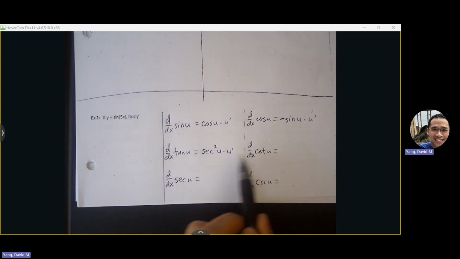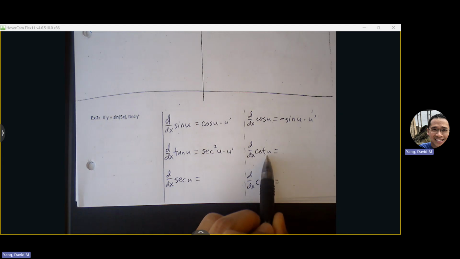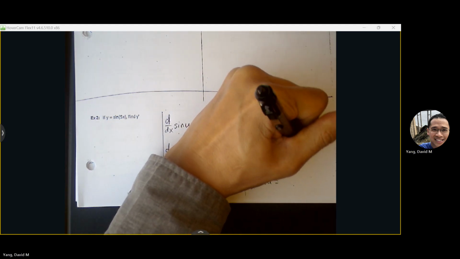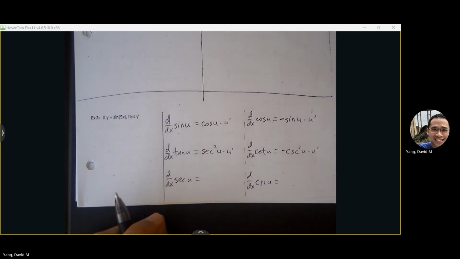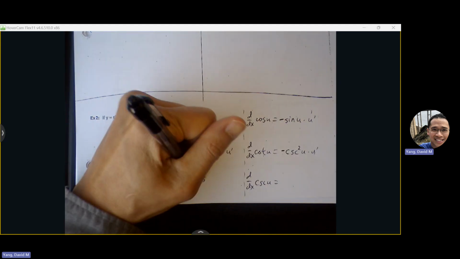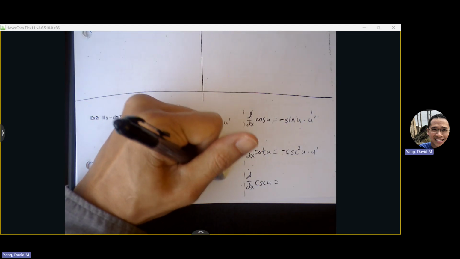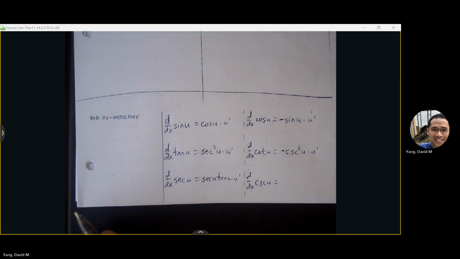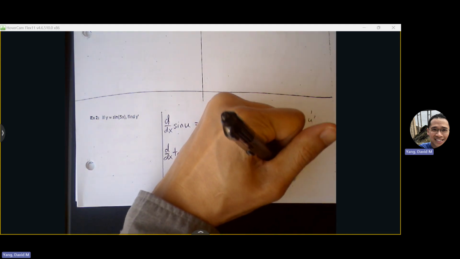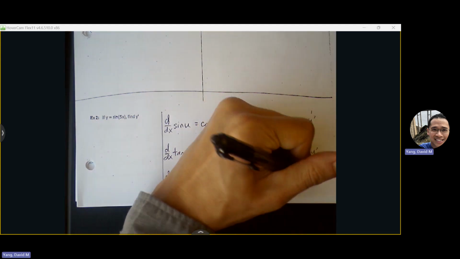Much the same way, cotangent is going to follow a similar pattern as tangent. It's just going to use the function below it. Cotangent's derivative is negative cosecant squared u times u prime. And the secant's derivative involves itself and the one above it. So secant's derivative is secant u tangent u times u prime. Cosecant's derivative involves itself and the function above it: negative cosecant u cotangent u times u prime.